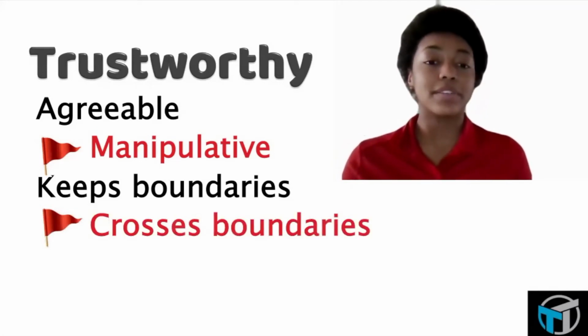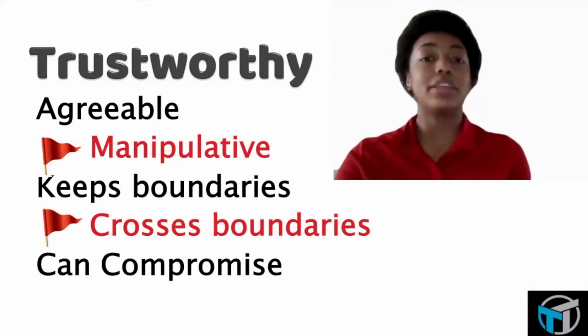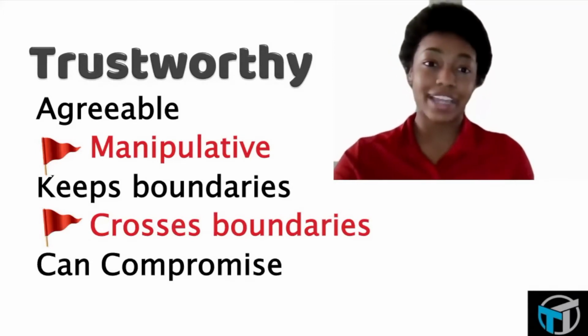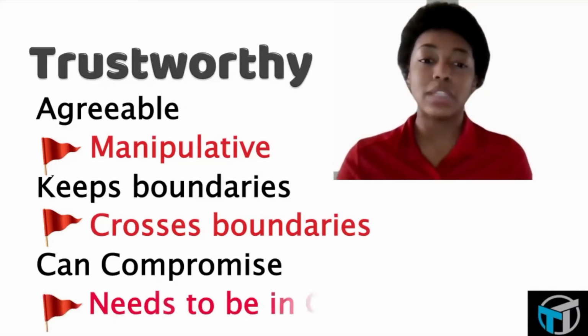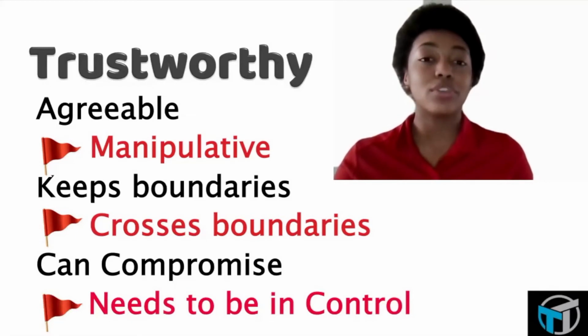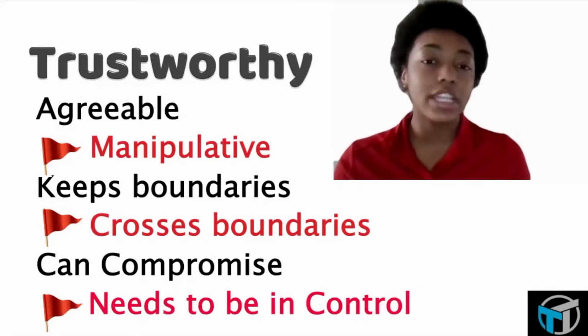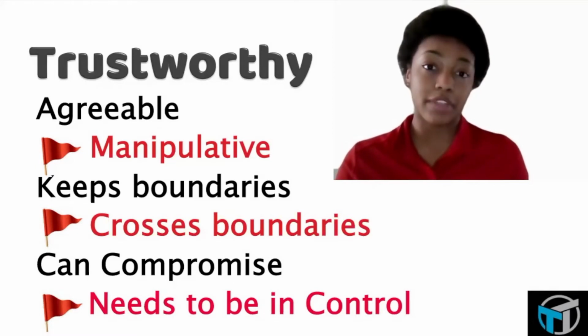A trustworthy person is someone who can compromise, someone who can meet you in the middle in order to get what both of you want, as opposed to a person who needs to be in control. When a person becomes too possessive or controlling over you, this is a clear indicator that they are a walking red flag, and please take heed of these warnings.